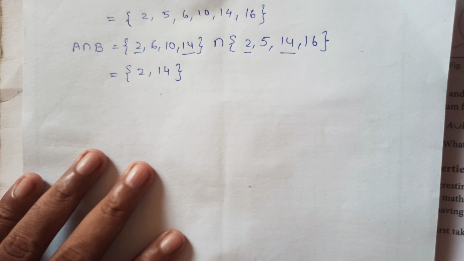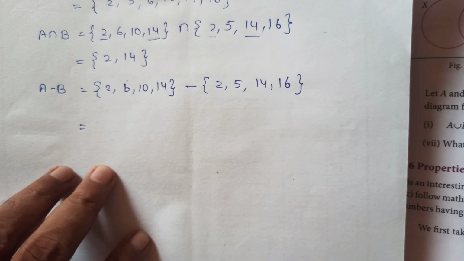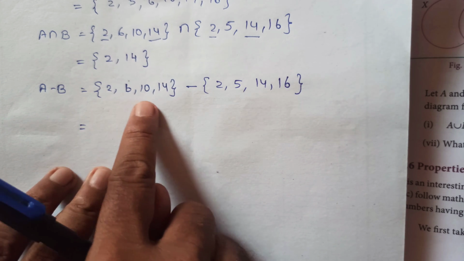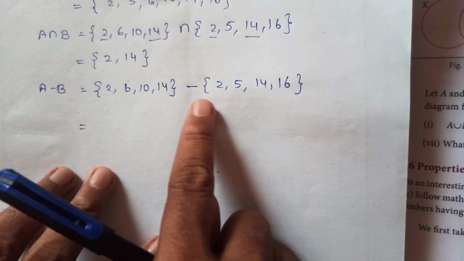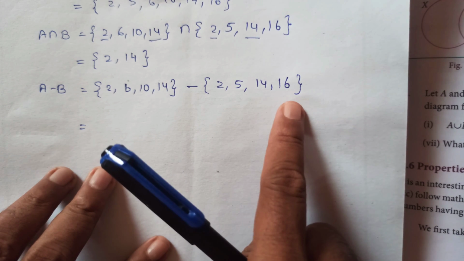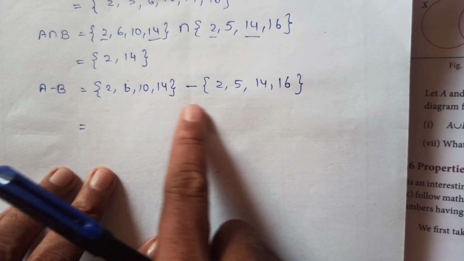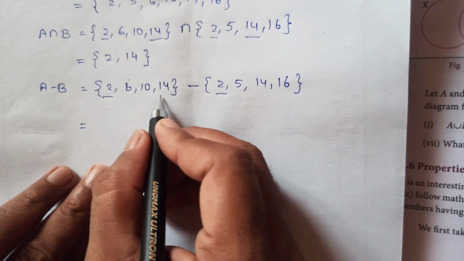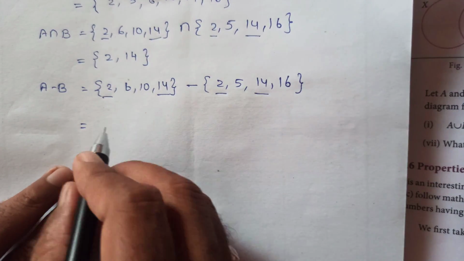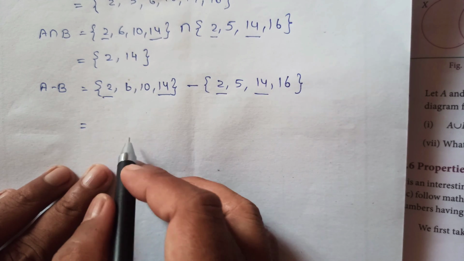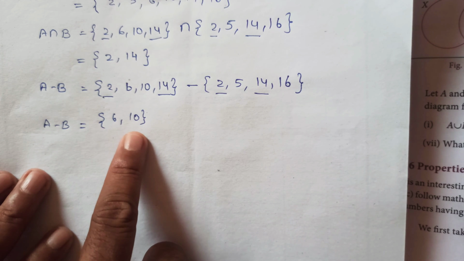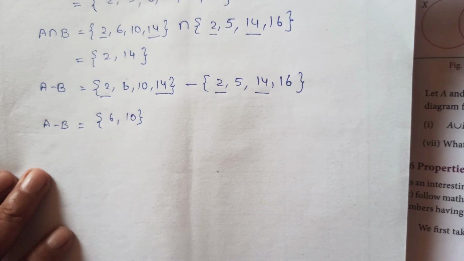While doing minus, we write all the elements of A, then the minus symbol, then all the elements of B, then we see which elements are common. As we know, 2 is common in both and 14 is common in both, so whatever is left in A we write as the answer. Hence A minus B will be 6 comma 10.